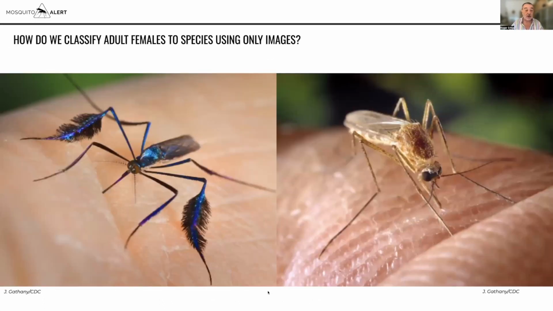Okay, so this is what we do in the lab, but we are using images. Our challenge is to use images to identify species. We cannot do genetics. We cannot go to high detail because we only have what we get on our screen.